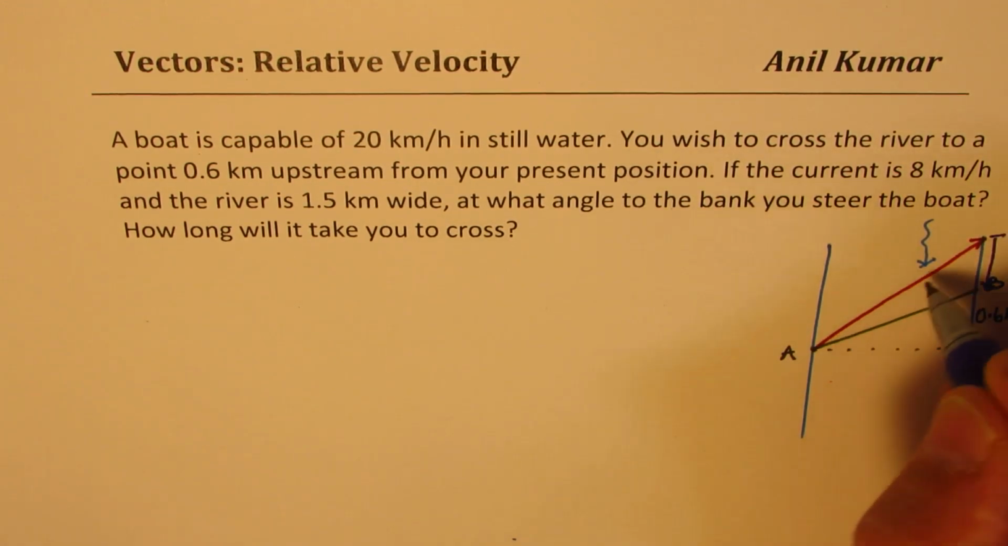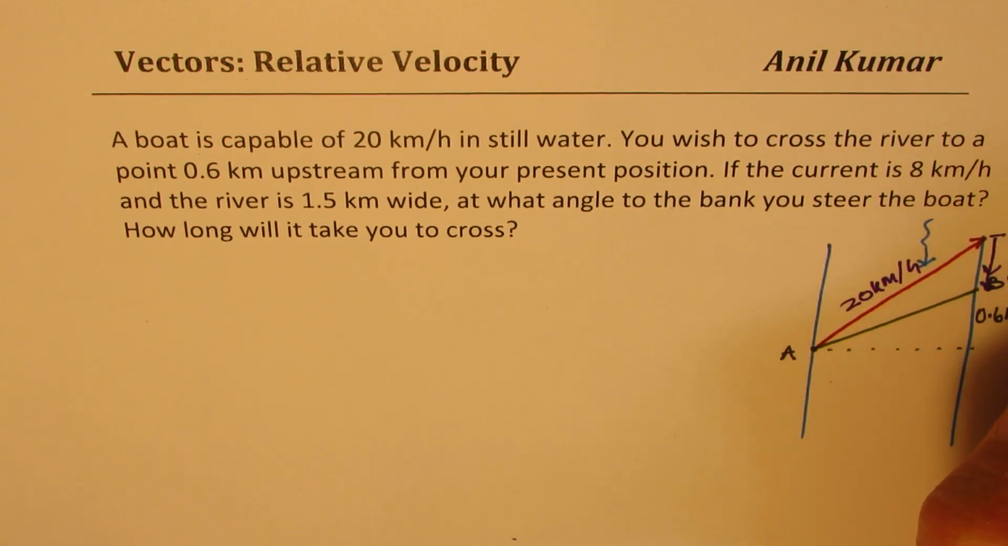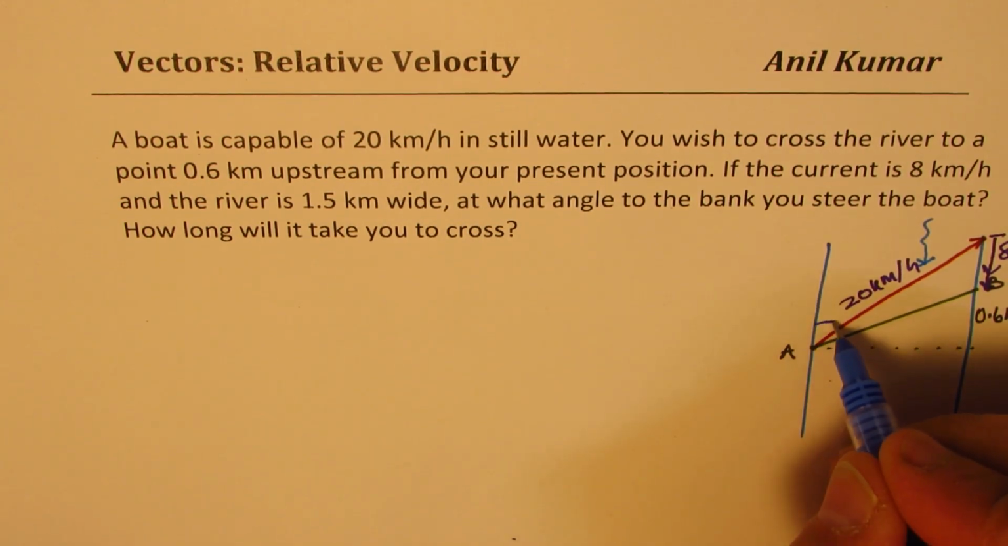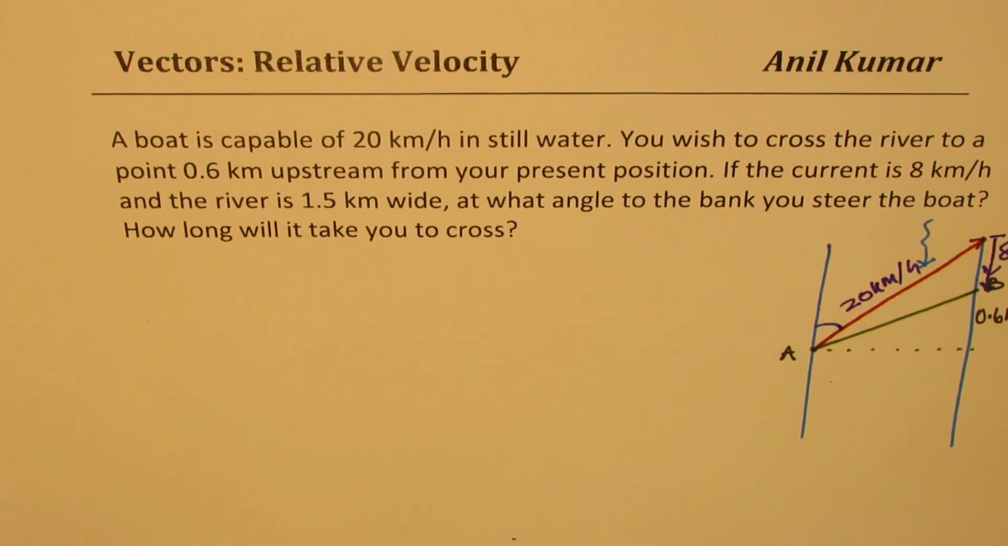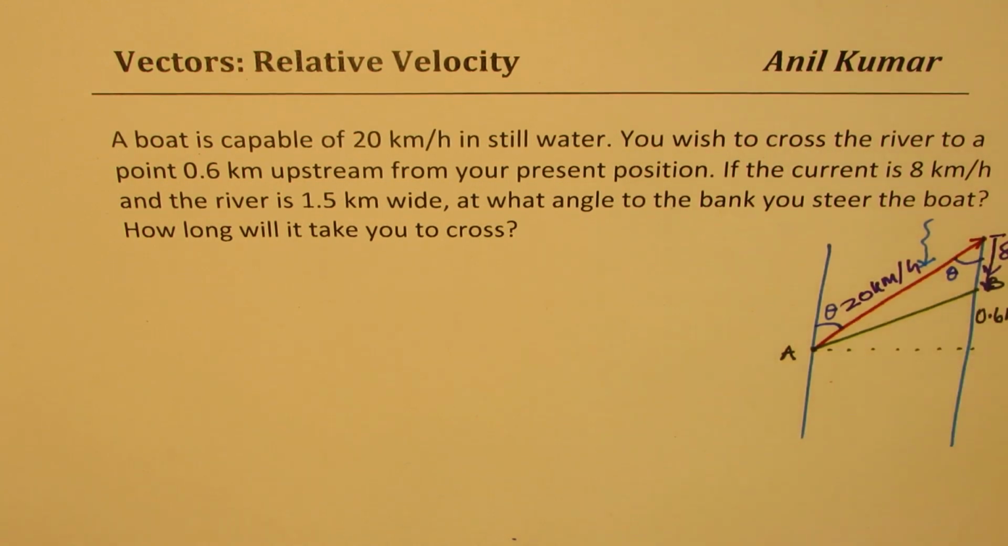Now this velocity is 20 kilometers per hour, and this for the water is given to us as 8 kilometers per hour. Whenever we say at what angle to the bank you steer, in this particular case we are interested in finding this particular angle. That is the angle we need to answer. We'll call this angle theta. If you look into this diagram, this becomes that angle theta, so we'll try to find what this angle theta is.